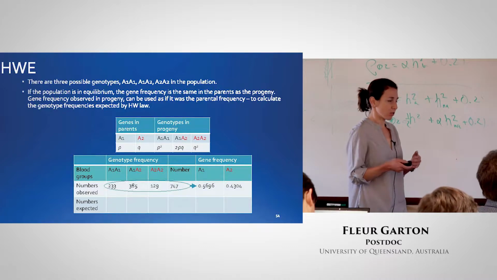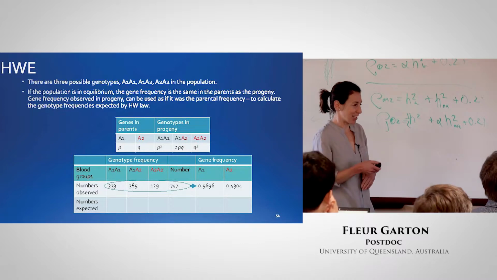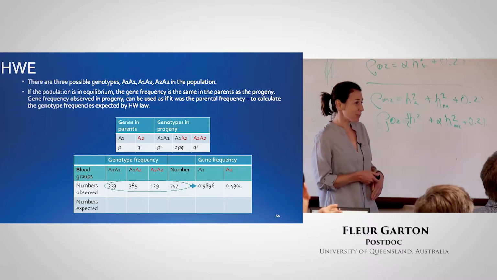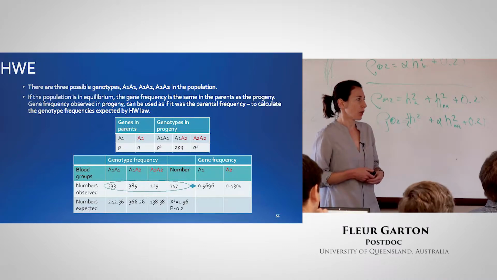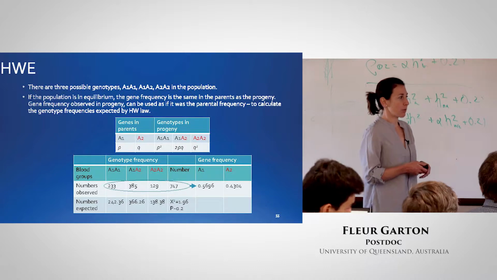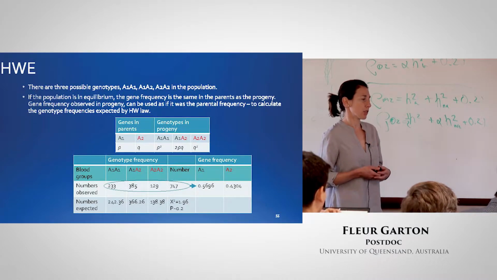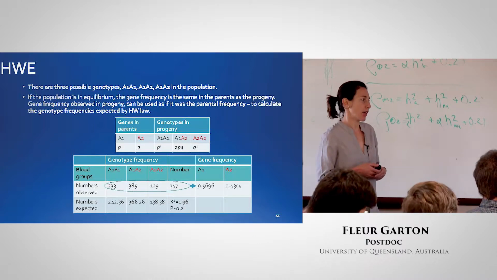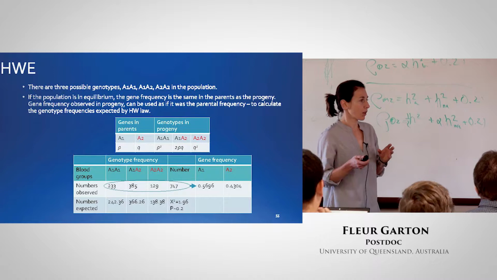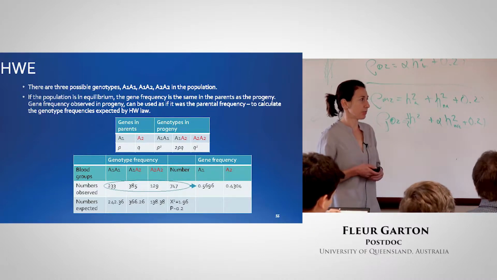I don't know if any of you have calculated that on the go, but this is what you should have. This would be your chi-squared, and the p-value is 0.2. So you would say that this population is in Hardy-Weinberg equilibrium and is close to what you might expect it to be, given this is a randomly mating population.